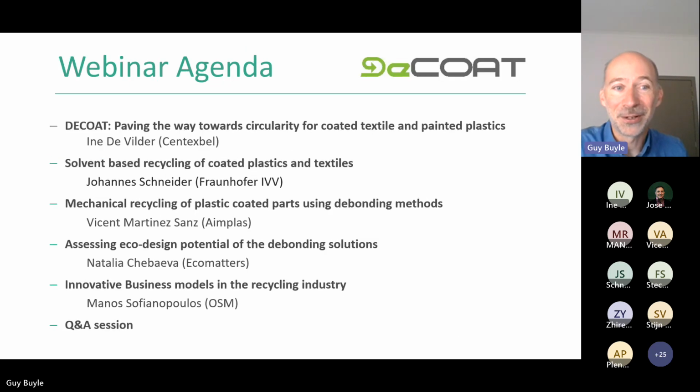That was it as a bit of background. Now, if we go back to today, you can see here the agenda. We will cover different aspects that were developed within the DECOAT project. First of all, there will be an intro from my colleague Ine, with a more in-depth view on the project. And then we will have some specific elements highlighted. That is about the solvent-based recycling, the mechanical recycling, also the assessment of the environmental impact, the eco-design potential, and then a part also on the exploitation, looking at innovative business models.